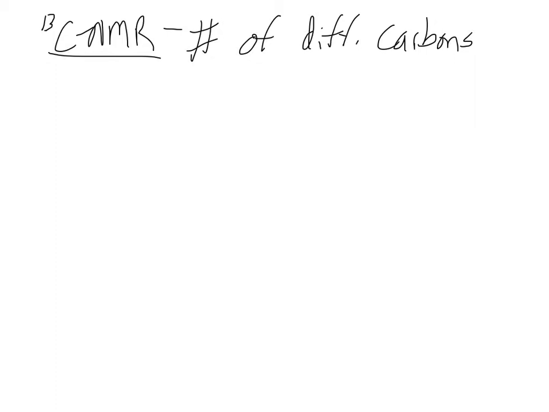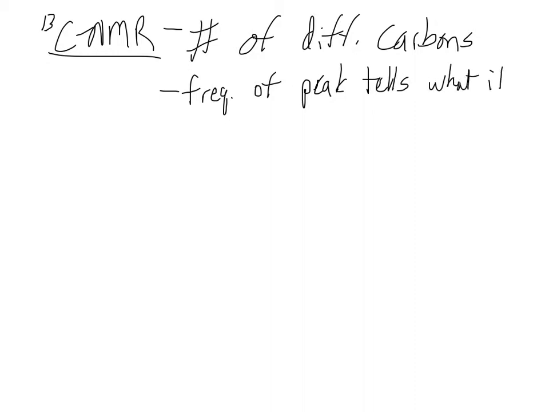It'll also, the frequency that it comes at, the frequency of the peak, tells us something about what it's near. That kind of electronegativity, right? So it does tell us something about that. All right, so those are two things you can get from carbon NMR.